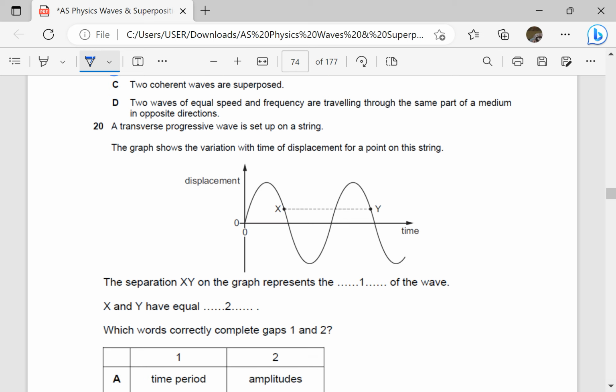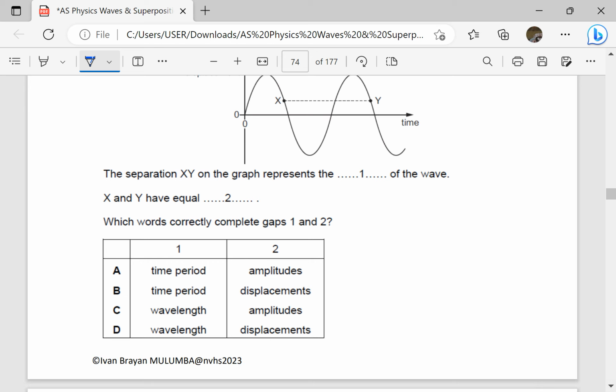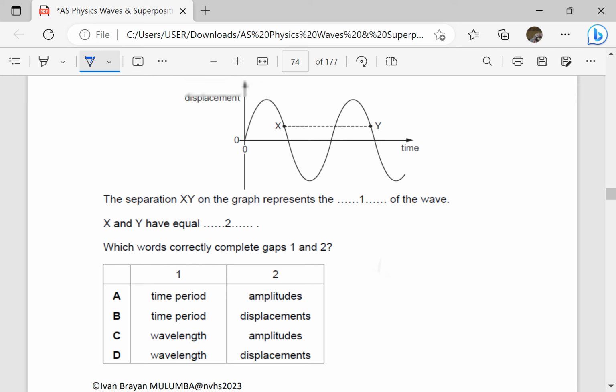A transverse progressive wave is set up on a string. The graph shows the variation with the time of displacement for a point on this string. The separation xy on the graph represents the dash 1 dash of the wave. X and y have equal dash 2 dash. So which word completes gaps 1 and 2?